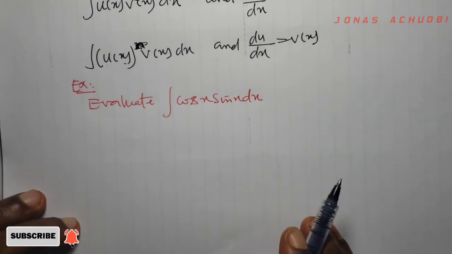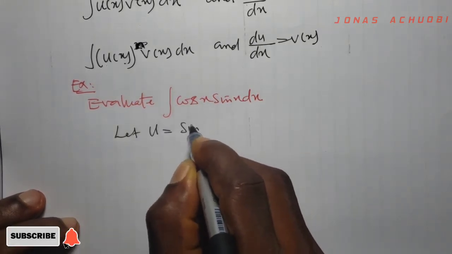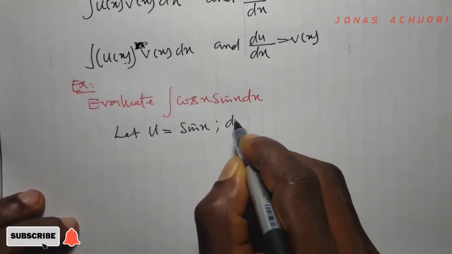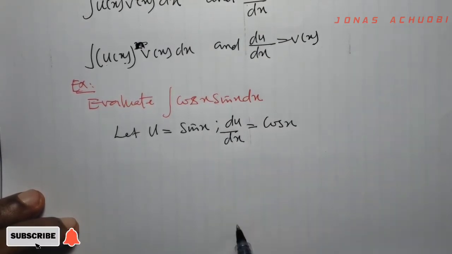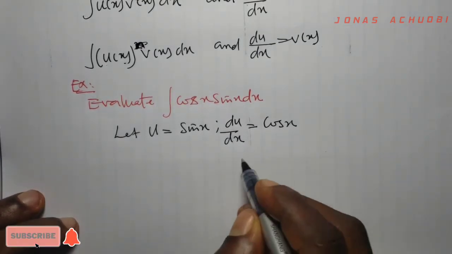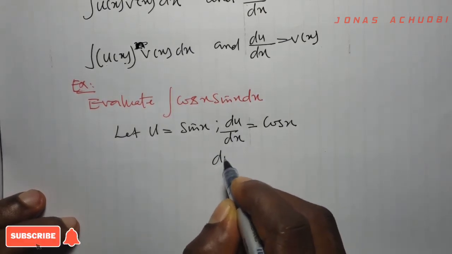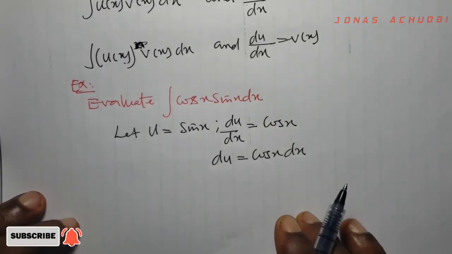So once that has happened, we now say let u equal to what? Sin x. Then we differentiate: du over dx gives us what? Cos x. We now make du the subject of the equation, so that becomes du equals cos x dx.